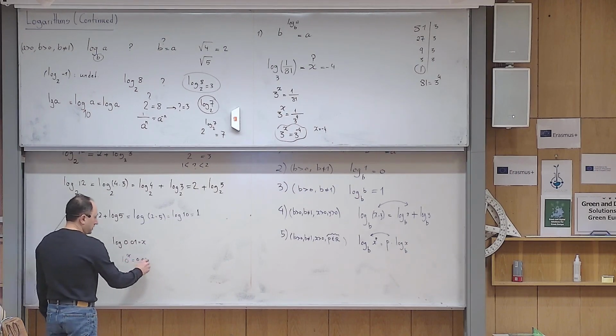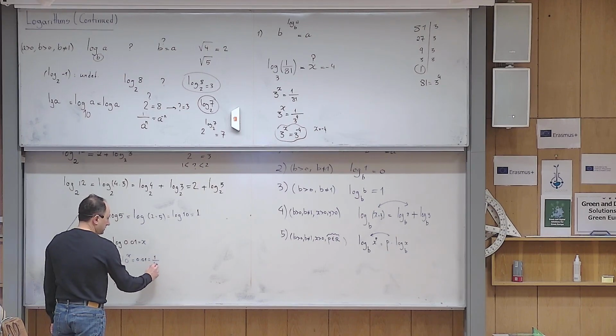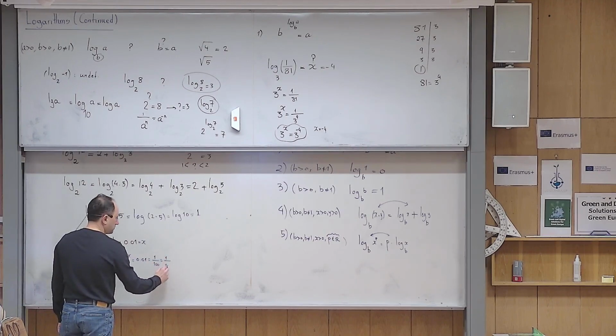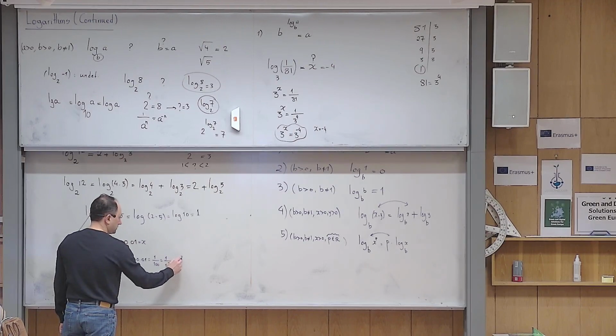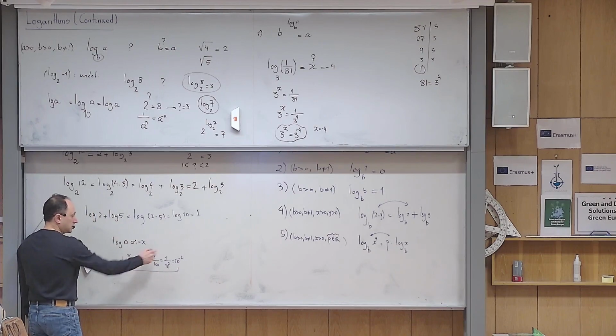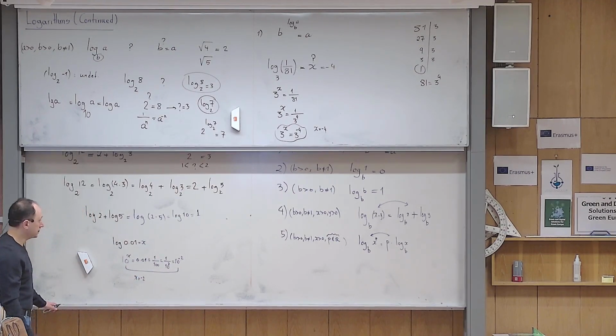Okay, but what can I write for 0.01? This is 1 over 100. And this can be written as 1 over 10 to power 2. So it can be written as 10 to power minus 2. Then when I compare these two, x becomes equal to minus 2. So that's correct. If you write that, that's okay.